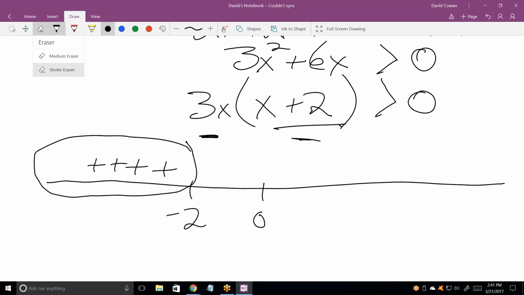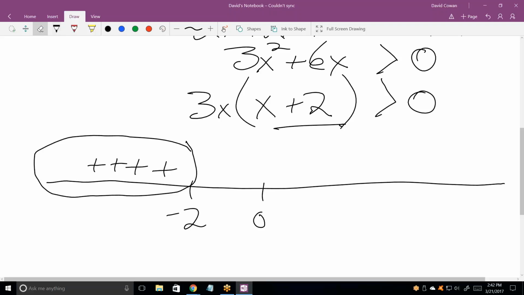Now pick a number between minus 2 and 0. Minus 1. What is 3x when you pick minus 1? Is it positive or negative? Notice that we don't really care what this number is. The only thing we really care about is its plus or minus sign. So it's negative. What's the second term? That's positive. Negative times a positive is negative. And what that tells us is that anything between minus 2 and 0 is negative.